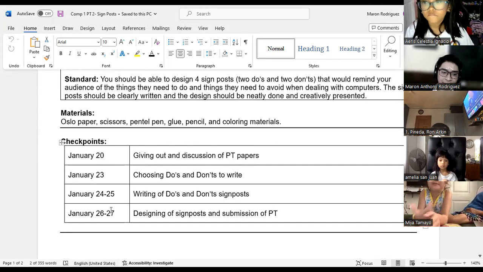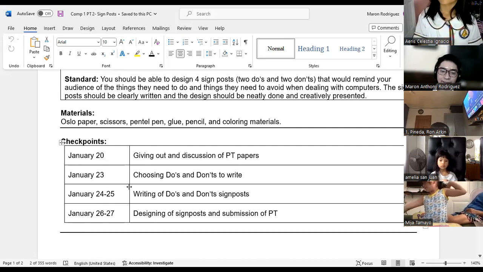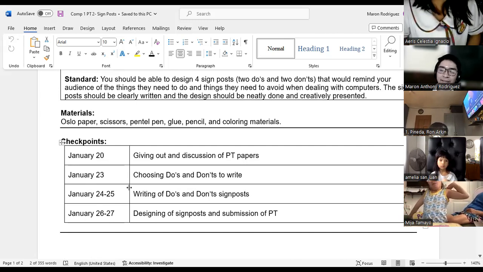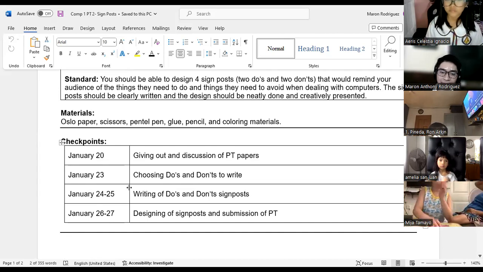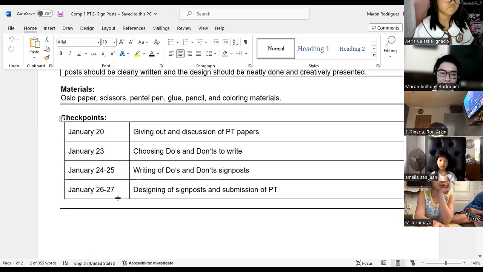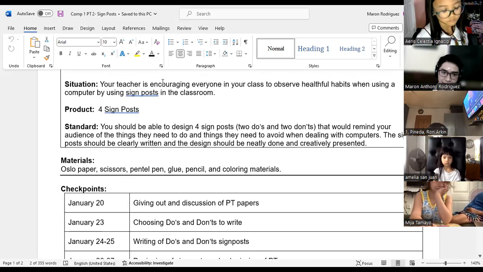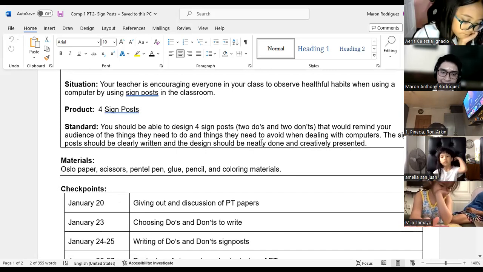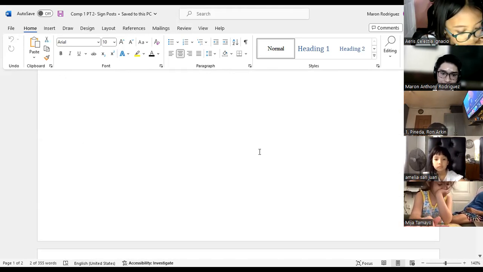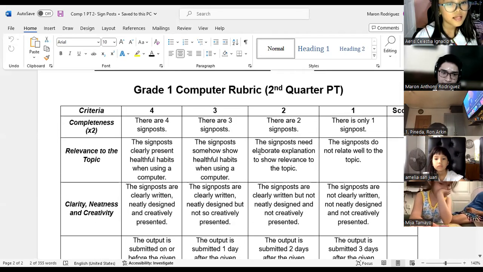Okay, here are our checkpoints. January 20, which is today, giving out and discussion of the PT paper. January 23, choosing of do's and don'ts to write. In case you have something else in mind that was not discussed today, you can write it also. Okay? That would be better. And January 24 to 25, that's when you will write and design your signposts. Okay, as much as possible, 1 signpost per bond paper. Okay? And our rubrics is this.